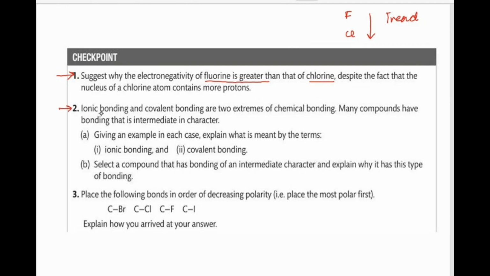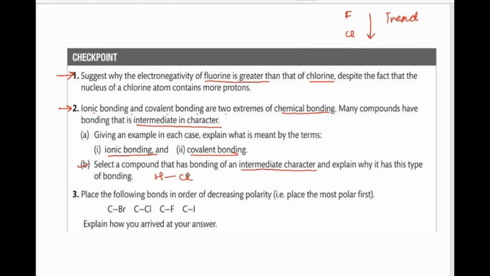Then coming to the next question: ionic bonding and covalent bonding are the two extremes of chemical bonding. Many compounds are intermediate in character. Give an example in each case and explain what is meant by ionic bonding and covalent bonding. I think you can easily do it. Now select a compound that has bonding of an intermediate character and explain why it has this type of bonding. So here you can explain about HCl.